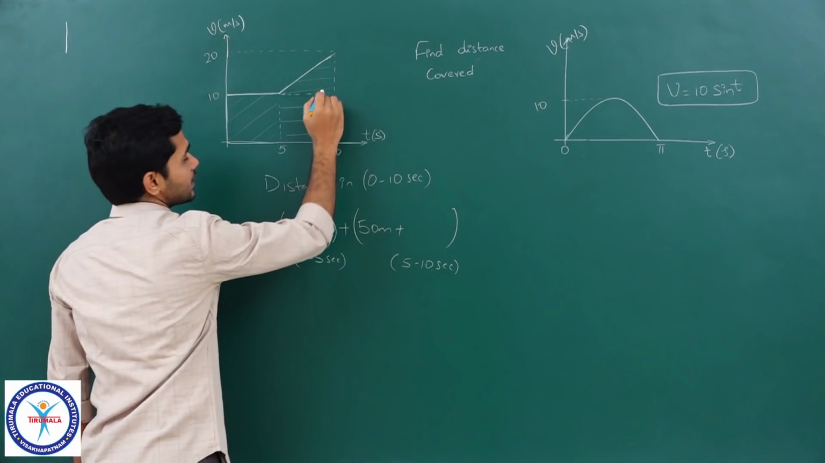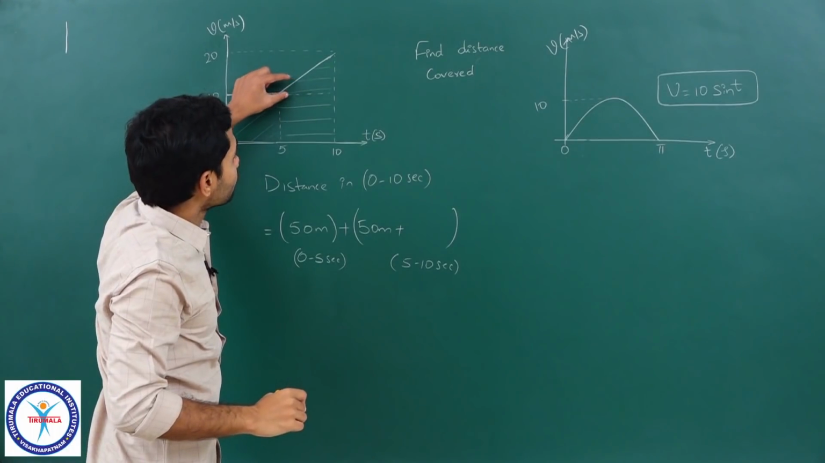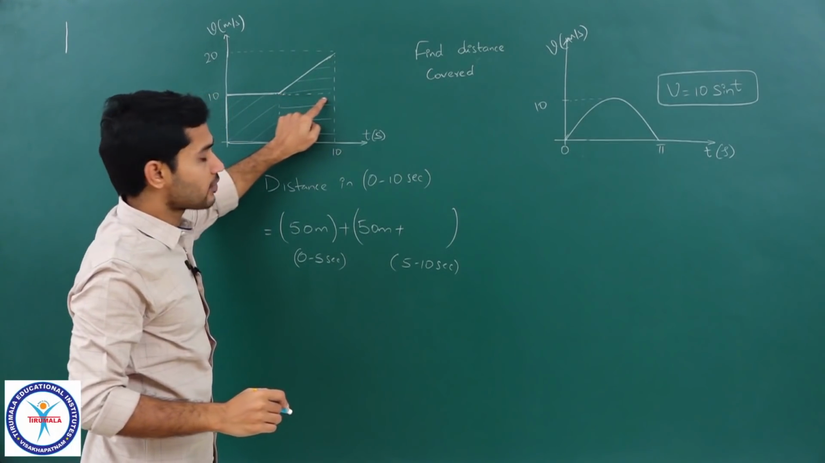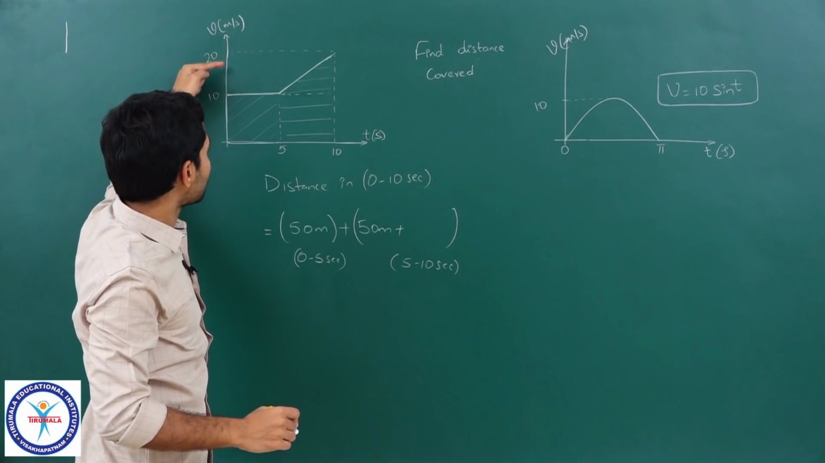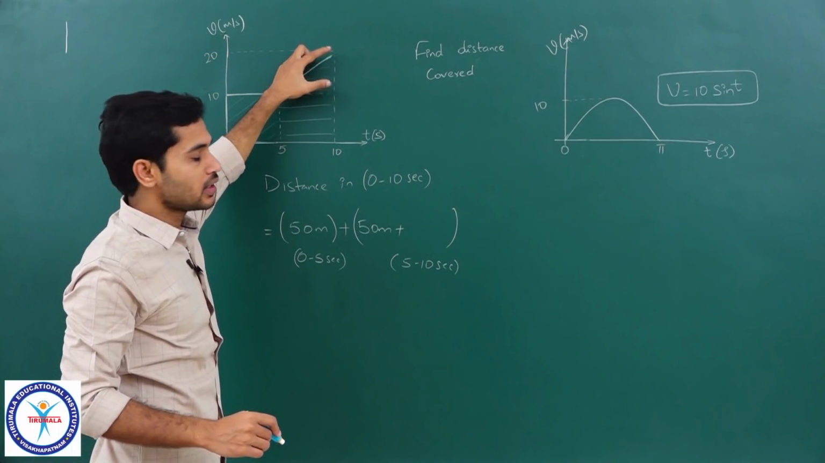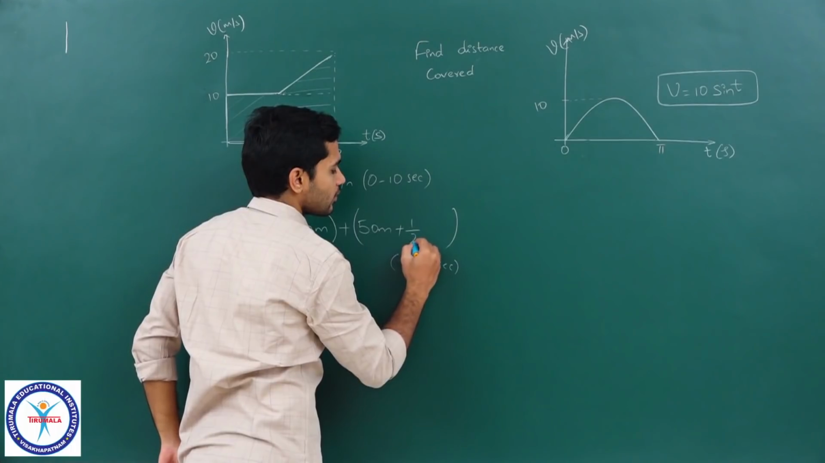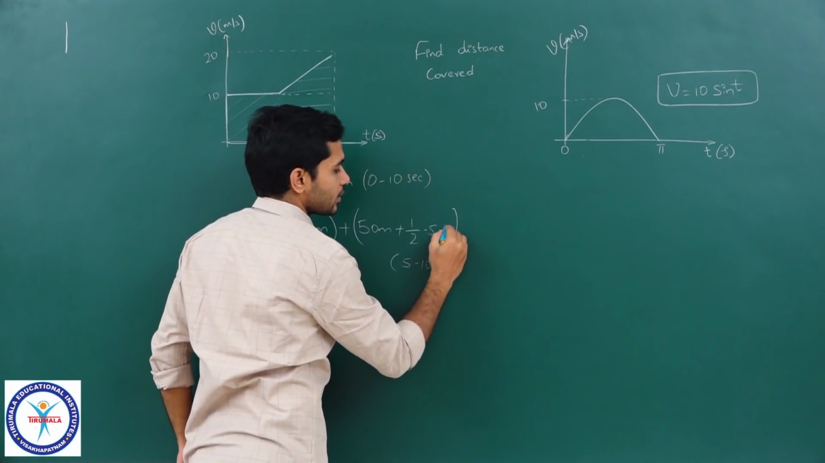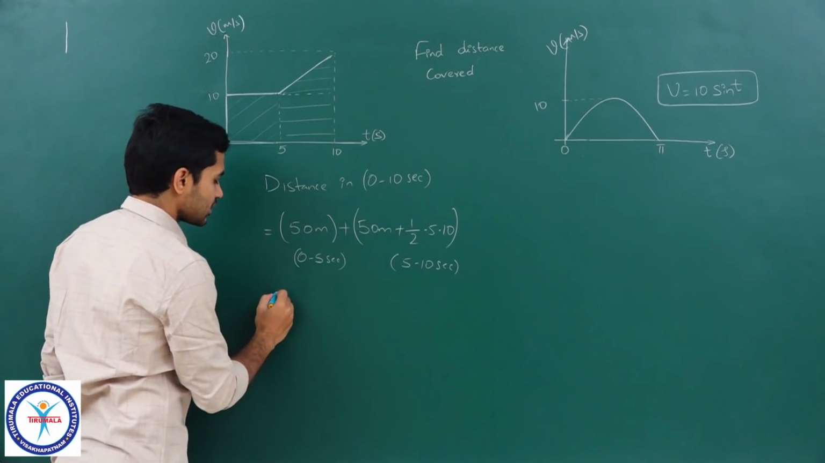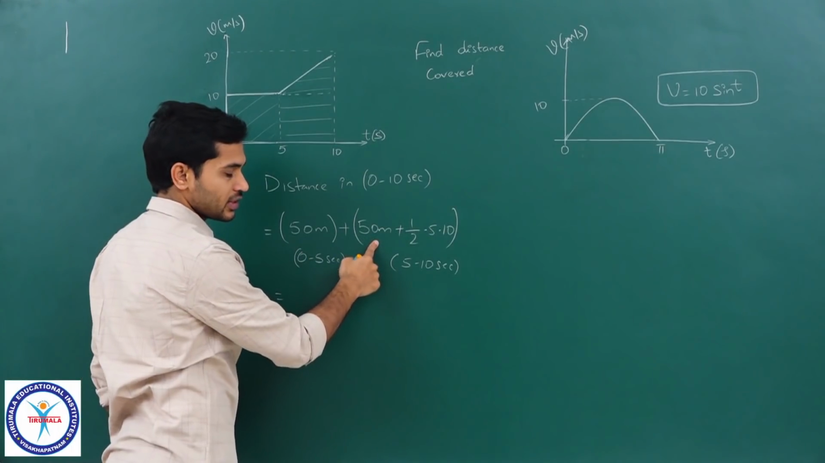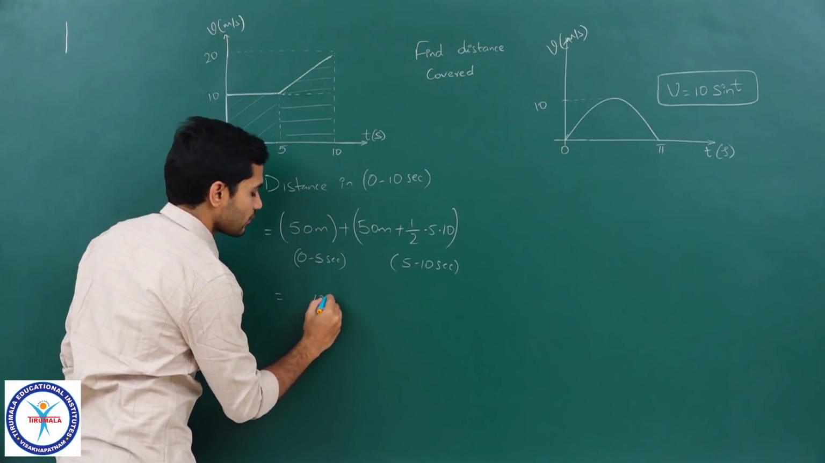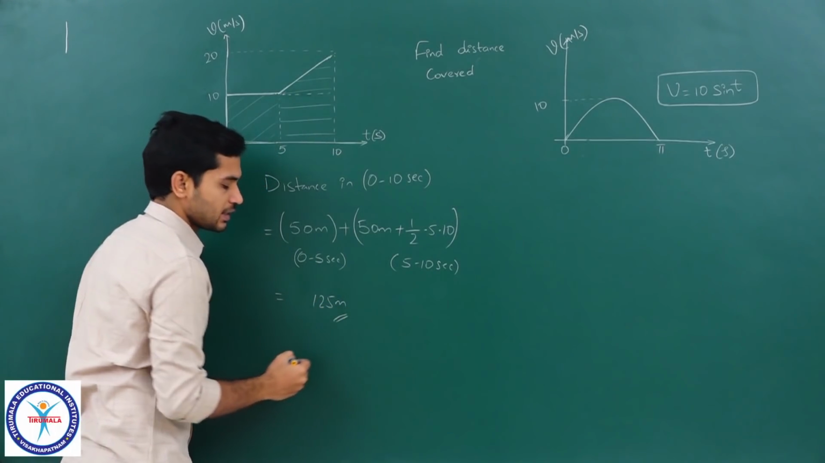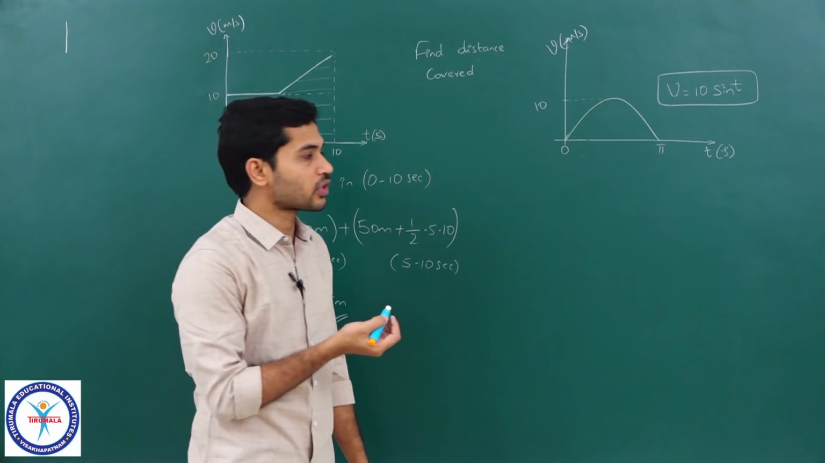What is the remaining triangular part area? This base is 5, 10 minus 5, and this height is 20 minus 10, which is 10. We can directly apply half base height. Simplifying this, 50 plus 50 is 100, and this would be 25. So, 125 meters will be the distance covered in this scenario. Clear?